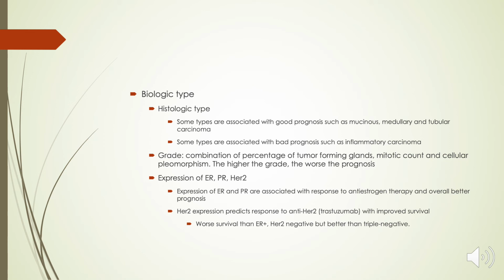Expression of ER, PR, HER2, and this is a mandatory assessment in each pathology report looking at breast carcinoma. The expression of ER and PR are associated with a response to anti-estrogen therapy and overall better prognosis. HER2 expression predicts response to anti-HER2, a medication called trastuzumab or Herceptin, with improved survival. The HER2 positive tumors are worse than the ER positive HER2 negative, but they are better than the triple negative.